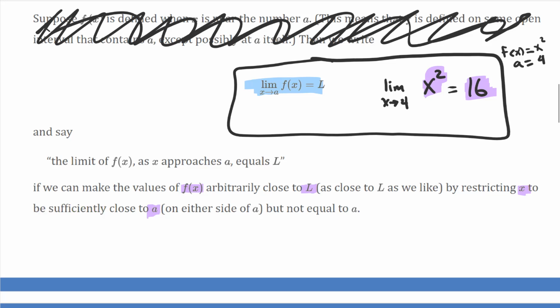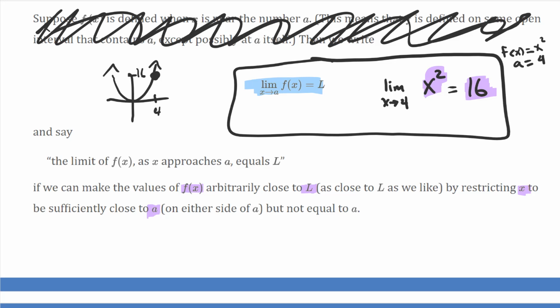So as long as we can get that x value close enough to 4, isn't our y value going to be close enough to 16? Heck yeah, it is. You know what I mean? You got a little parabola. I'm going to call that 4, 16 right here. As the x values get closer and closer to 4, the y values get closer and closer to 16. That's what this is saying.